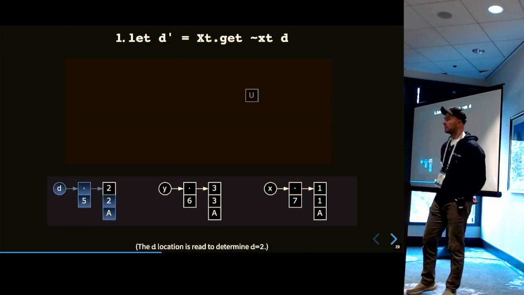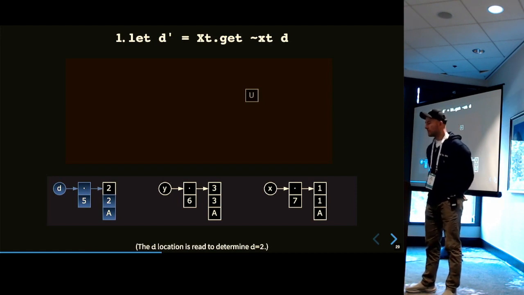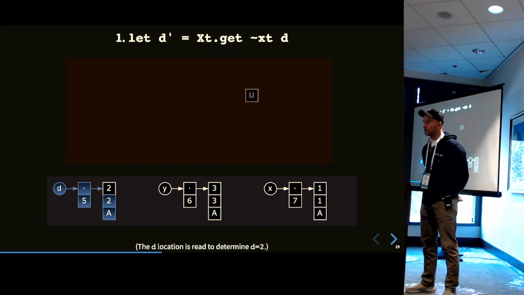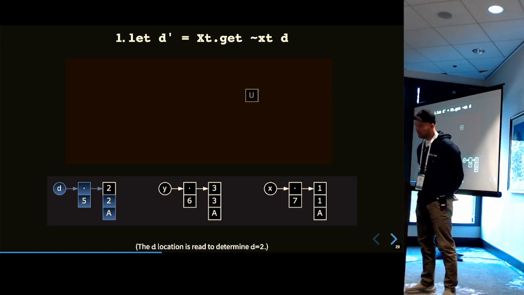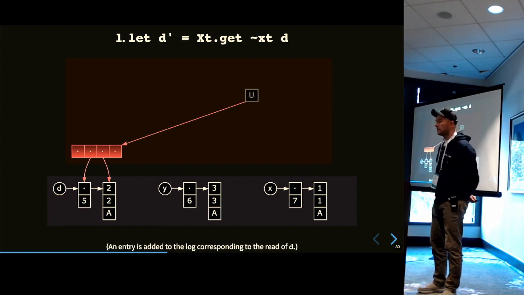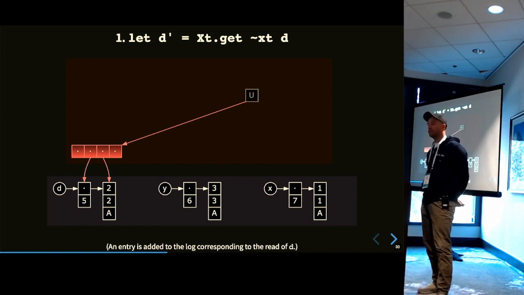Then we start to build the transaction log. The first operation we need to record is the read of the D location. We see the words of the location D being read, marked in blue. Then we create an entry, a splay tree node, in the transaction log, corresponding to the read in the form of a compare operation. The red words are being written to.